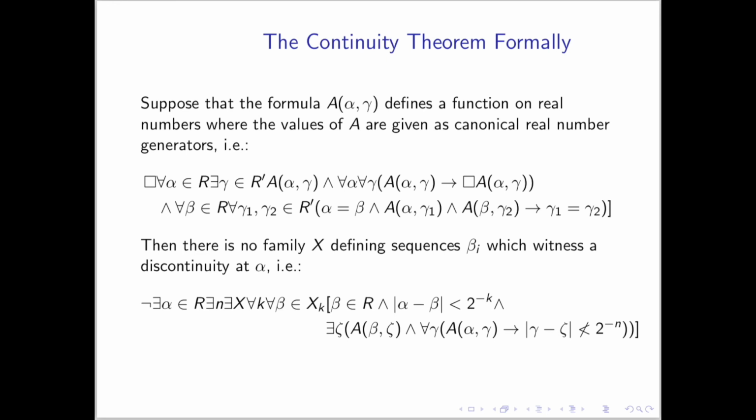So assume that is your hypothesis. Then it follows that there is no family X defining sequences beta i which witness a discontinuity at alpha. So in other words, there's no definable discontinuity.